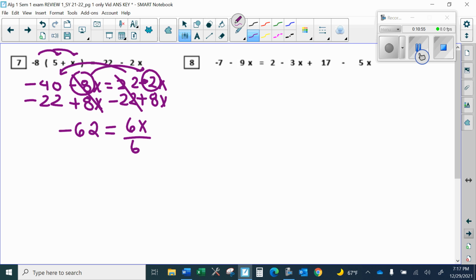Last step, divide by 6. And I see that they're both even numbers, so that means I can divide by 2 at least. And that is the GCF, 2. So I divide each by 2 and I get negative 31 over 3. And there's my answer.